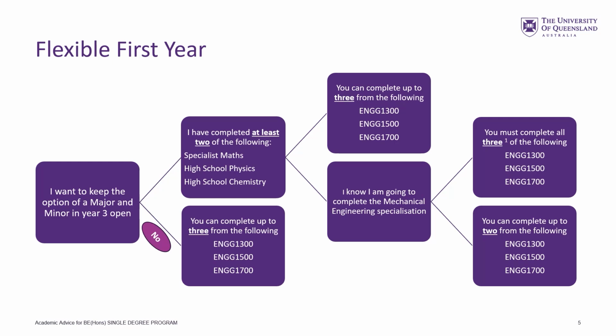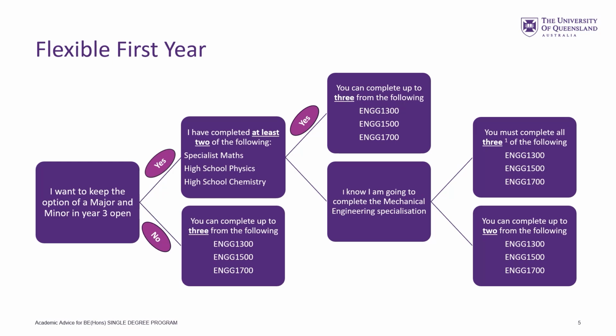If you do want to keep the option of a major or a minor open, so the answer here is yes, then the next question is, have you completed at least 2 of specialist maths, high school physics, and high school chemistry? If the answer there is yes, then you can complete all 3 of Eng 1300, 1500 and 1700, and one of these courses will count as a general elective.